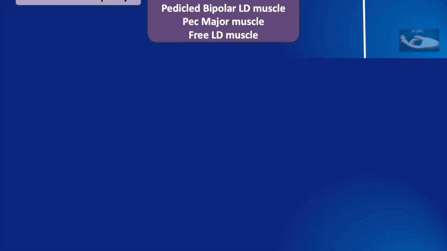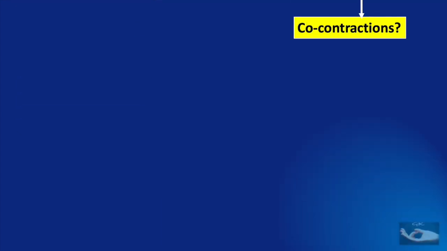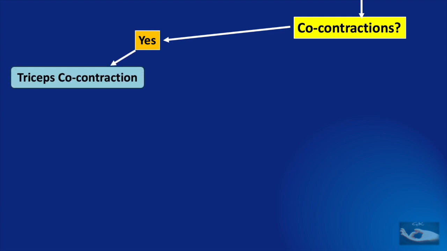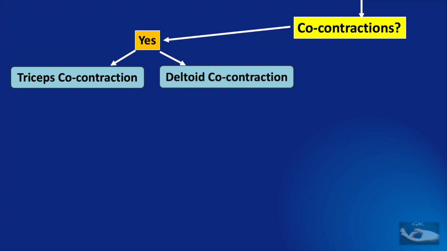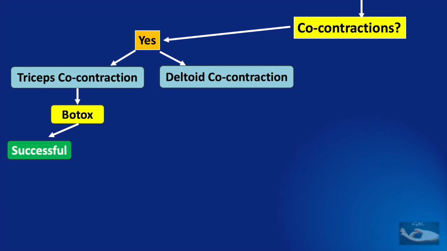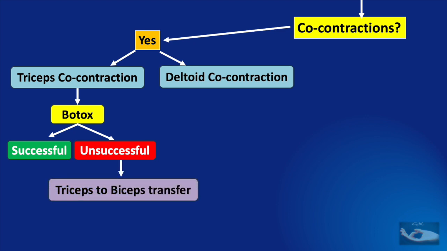If elbow flexion has an MRC grade of 2 or 3, we need to check for co-contractions. If there are found to be co-contractions, we need to check whether they are triceps co-contraction or deltoid co-contraction. If it is triceps co-contraction, we need to try Botox into the triceps to look for increased elbow flexion, in which case it is successful and nothing further needs to be done. If Botox injections are unsuccessful, we need to do a triceps to biceps transfer.